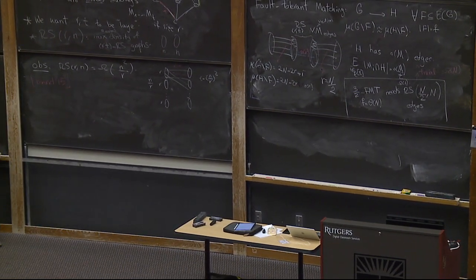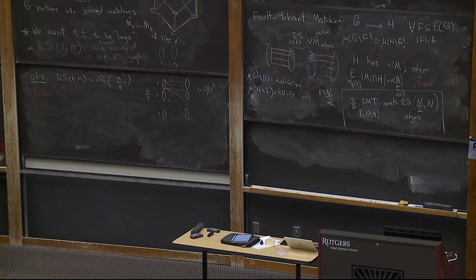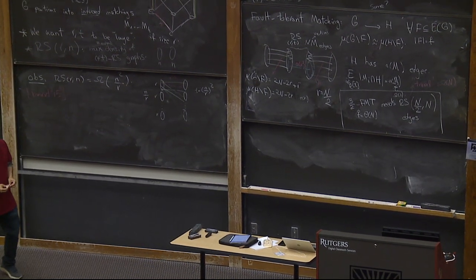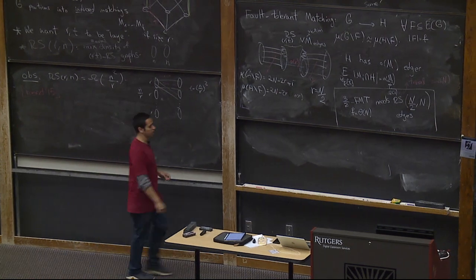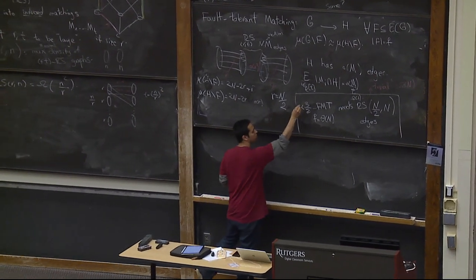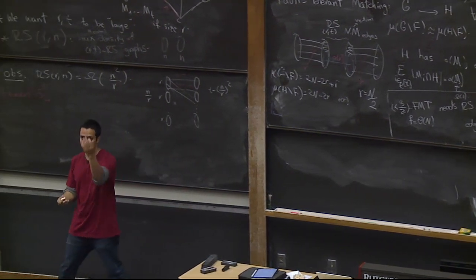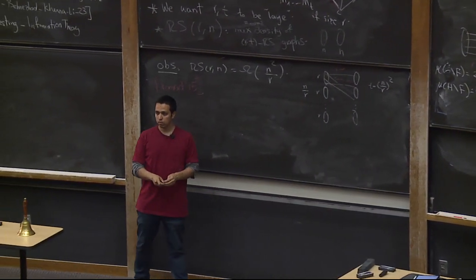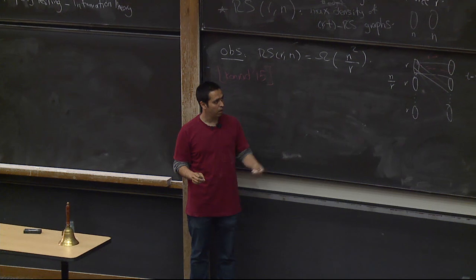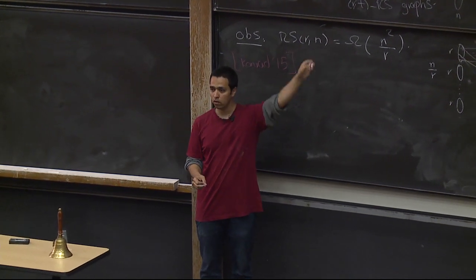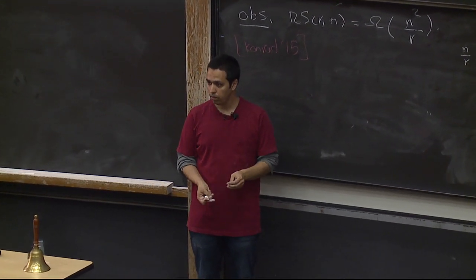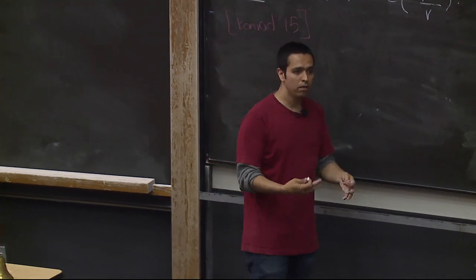Sounds good? Okay. You mean anything better than 3/2? Anything better than 3/2, yes, strictly better by a constant. 3/2 itself we will get. EDCS does it. But the moment you want a bit better, you have to at least handle this RS graph. No? Good?